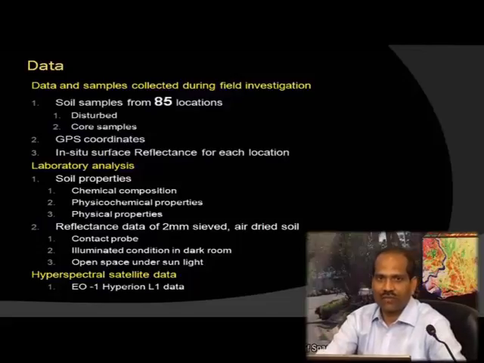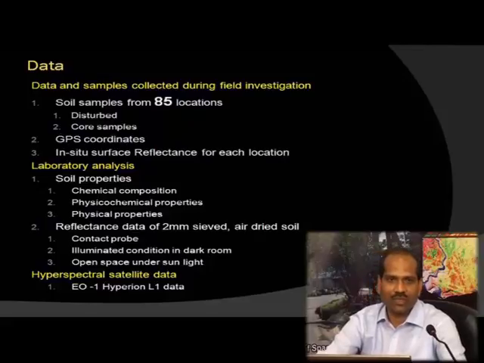Then in situ reflectance data was collected using FieldSpec 3, which has a spectral range starting from 350 to 2500 nanometers. In the laboratory, all those chemical parameters were analyzed. Finally, in the lab condition also, we have taken the spectra of the processed soil sample, then also with the contact probe in the lab condition, having a calibrated source of light. Then we have taken the same soil samples to the field outside of the building. Under the sunlight, we have taken the spectra. Then of course we have taken spectra in the field. Then we compared with the Hyperion.